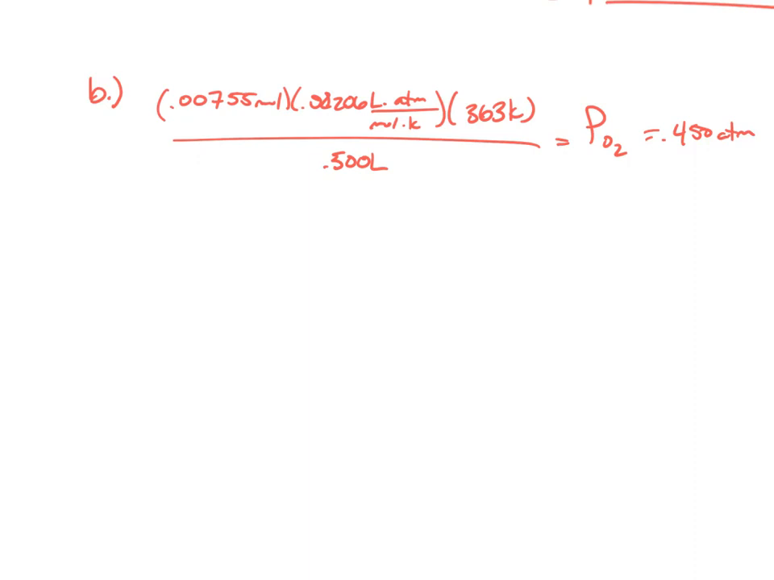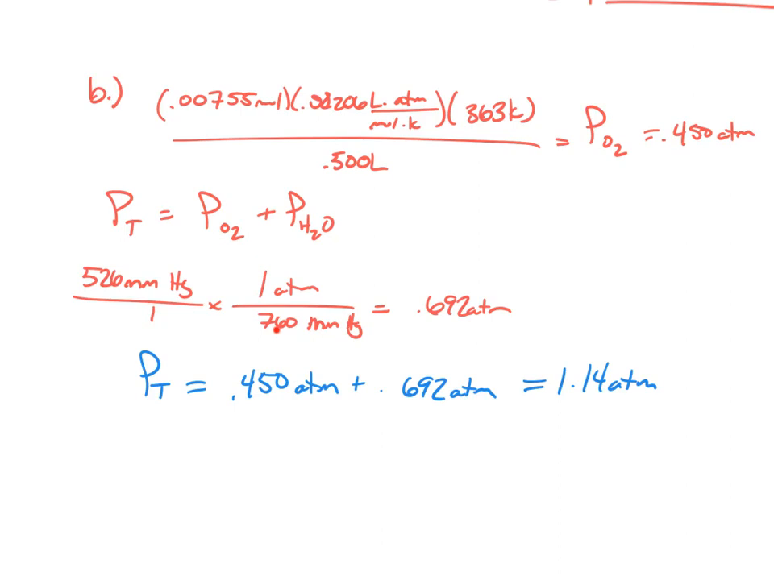But remember, the pressure inside the container isn't just the pressure of the oxygen, but we also need to account for the vapor pressure of the water inside the container. It's mentioned that it is 526 millimeters of mercury. Again, I'm going to change that to atmospheres so I can add these two units consistently. So I take that millimeters of mercury and divide by 760 to get 0.692 atmospheres. Now I take the 0.450 atmospheres of O2 and add that to the 0.692 atmospheres, which is the vapor pressure of the water, and I get a total pressure of 1.14 atmospheres, which is my answer for part B.